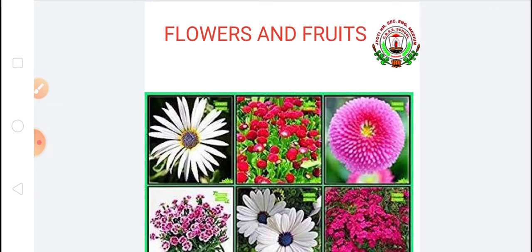Children, in our previous class, we studied different parts of the plant like stem, root, and leaf. We studied the structure, function, and modification of leaf, stem, and root. Today we are going to study flowers and fruits.